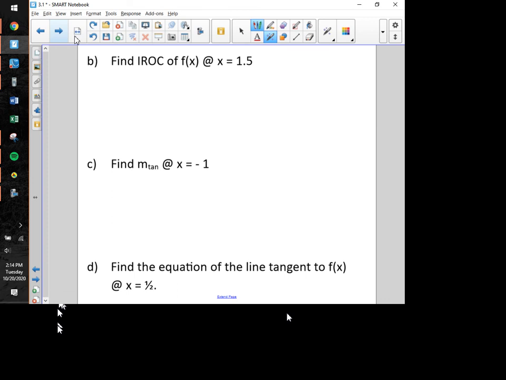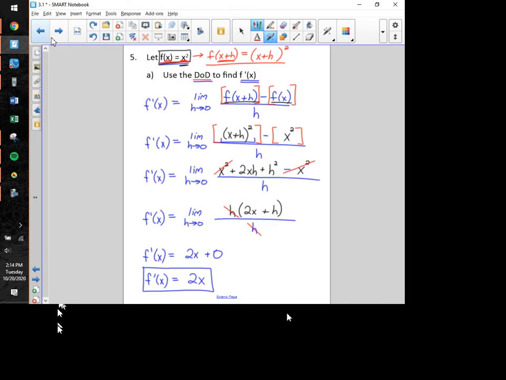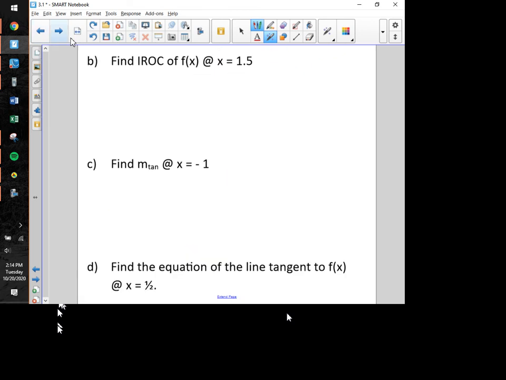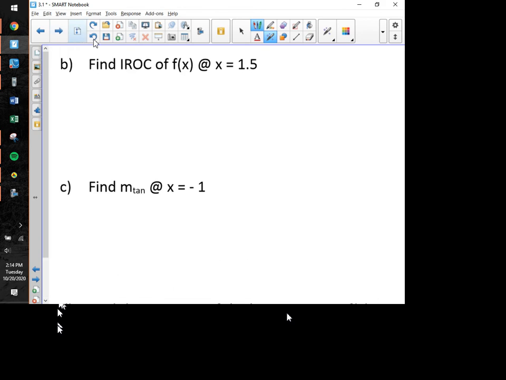So this B, C, and D all are in reference to this problem that we set up right over here. So now that we've found our derivative, it says to find the instantaneous rate of change of this function at x is equal to 1.5. Okay. Well, one of the things we learned is that instantaneous rate of change is equal to the slope of your tangent, everybody. And the way we find the slope of a tangent is by evaluating our derivative, which was f prime of x, at this particular x value here of 1.5.